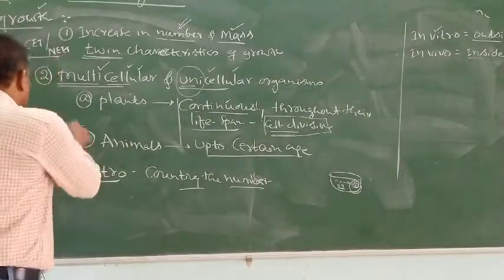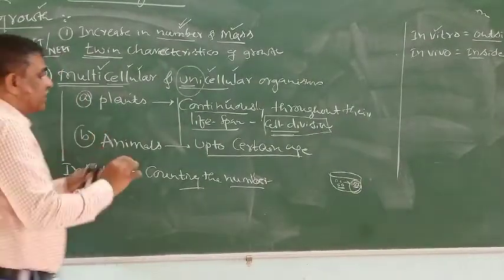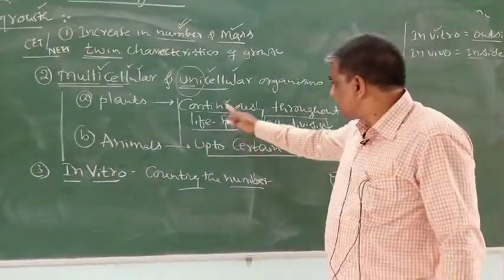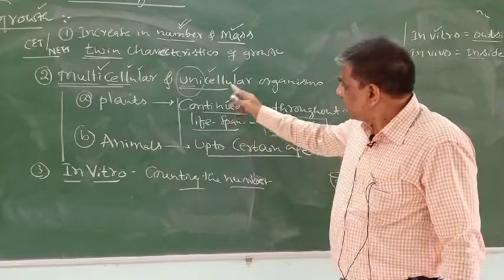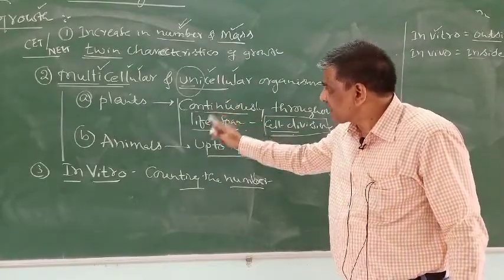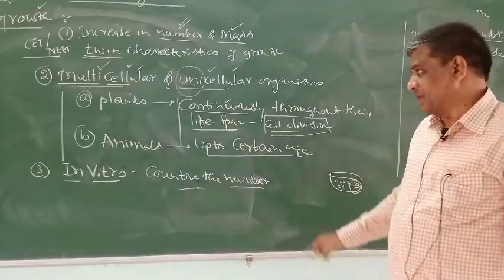So in this way we can understand the difference between growth in unicellular organisms and growth in multicellular organisms. And again, in multicellular organisms, there is a difference between growth in plants and growth in animals.